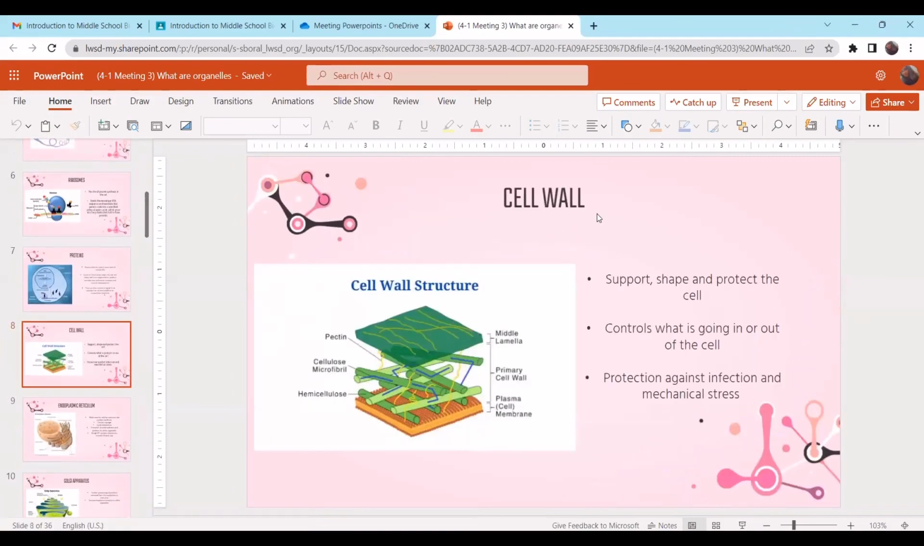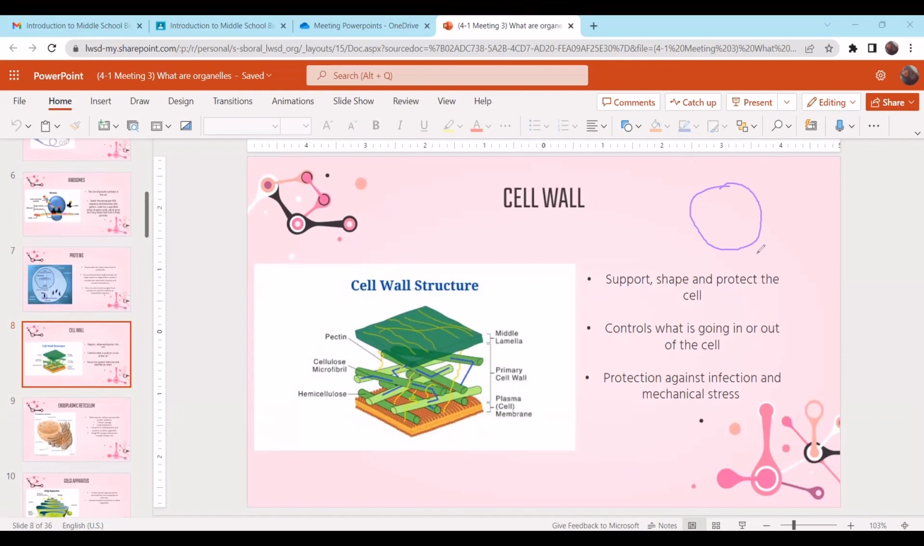Okay. The cell wall. So this is basically outside of the cell. The cell is like that, and this purple outline would be the cell wall. It directs what's coming in or out of the cell. It's like the first layer of protection against infection and mechanical stress. Mechanical stress is basically the physical stress around the cell. Support, shape, and protect the cell. Because right inside the cell is the cytoplasm, this jelly-like fluid. So it can't protect all the organelles inside of it. So it needs a thick cell wall to protect the cell.